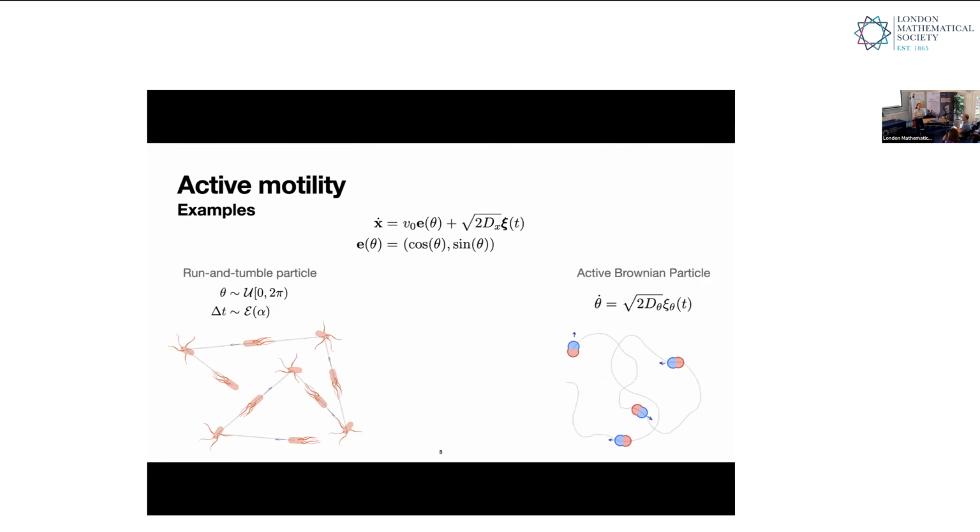Okay, so if I compare the two types of motions that I talked about, run and tumble and active Brownian motion, both of them have the same type of Langevin equation. What differs is how we model this orientation. In one case, the orientation is taken from a uniform distribution every time that the particle reorients. In the case of the active Brownian particle, this orientation is diffusing in the space of orientations.